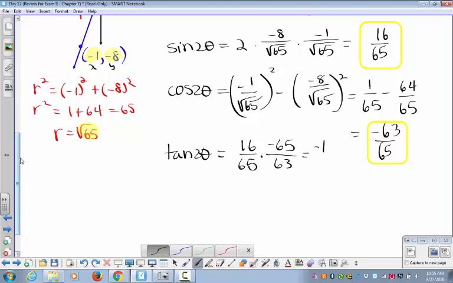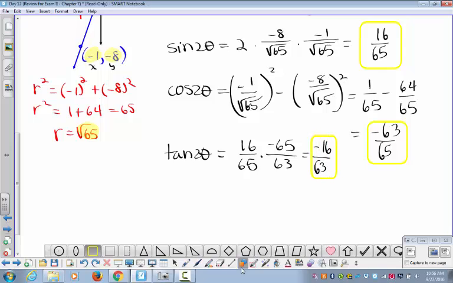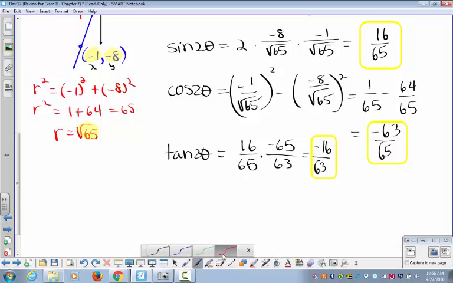So we end up with negative 16. The 65s cancel, over 63. And that will simplify a little bit further. 4 goes into both of those, I believe. No, never mind. 4 does not go into an odd number. So that's simplified. Always try to reduce. Sometimes you can't.